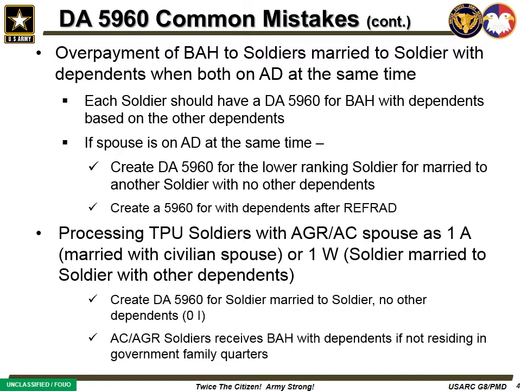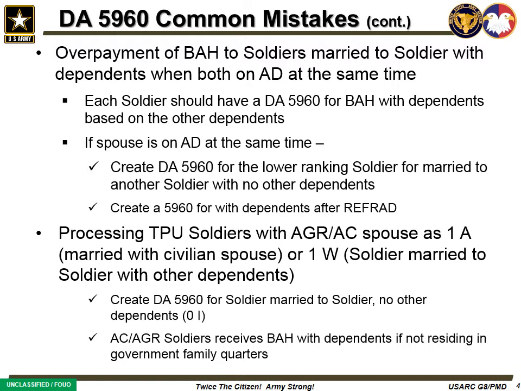Seventh mistake. A common mistake with TPU soldiers married to an active component soldier is processing a DA Form 5960 as married with civilian spouse, BAH status 1 alpha, or soldier married to soldier with other dependents, BAH status 1 whiskey. TPU soldiers married to an active component member should always have a DA Form 5960 for soldier married to another soldier, no other dependents, BAH status 0I.